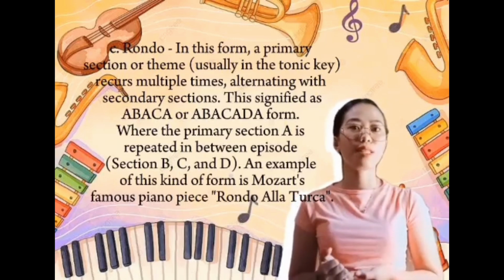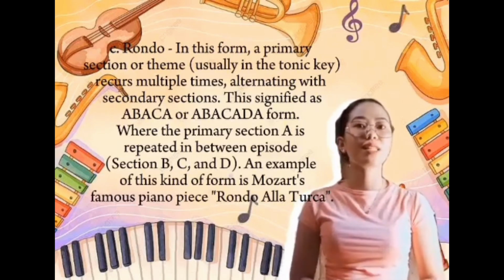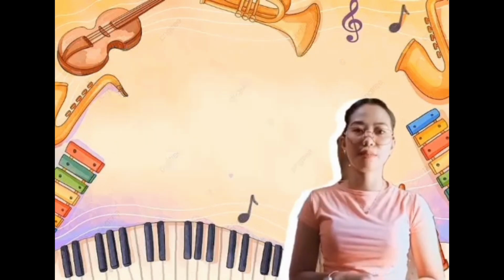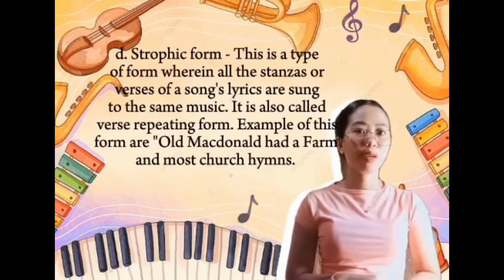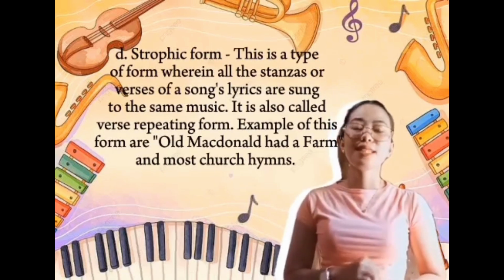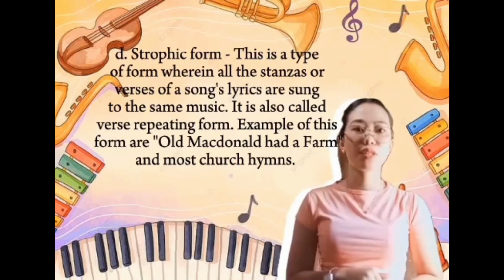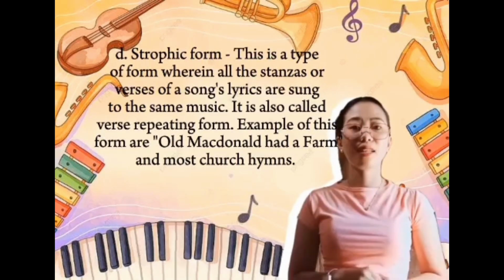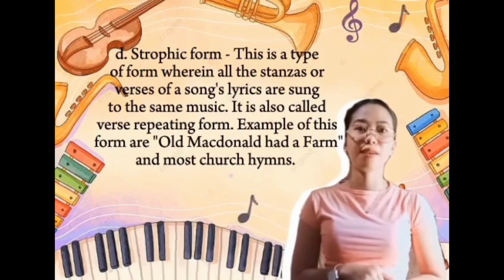This form is often used in final movements of classical sonatas and symphonies. And the last we have the strophic form. This is a type of form wherein all the stanzas or verses of a song lyrics are sung to the same music. So it is also called verse repeating form.